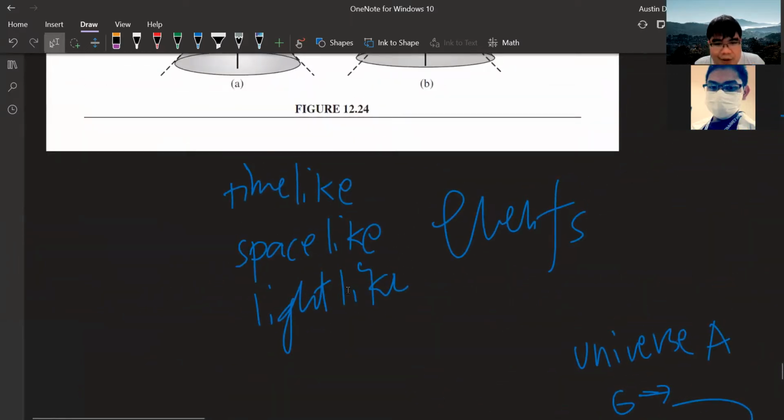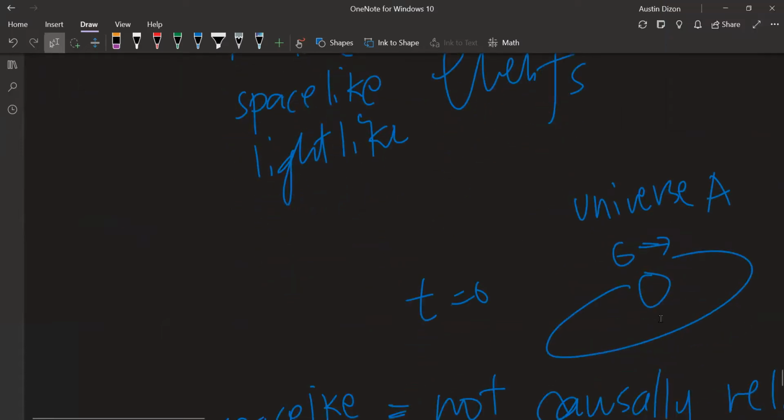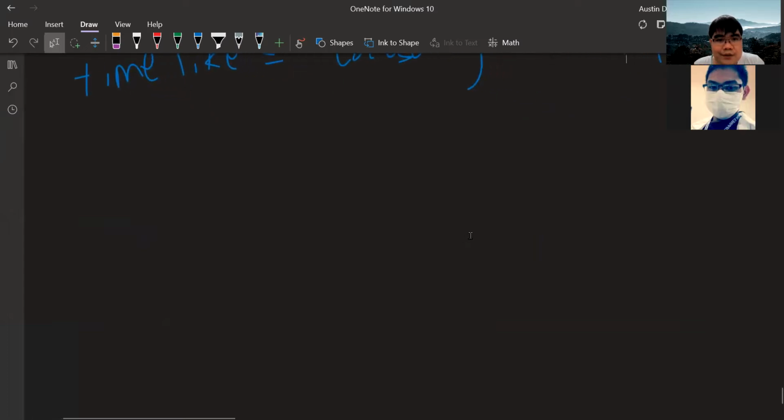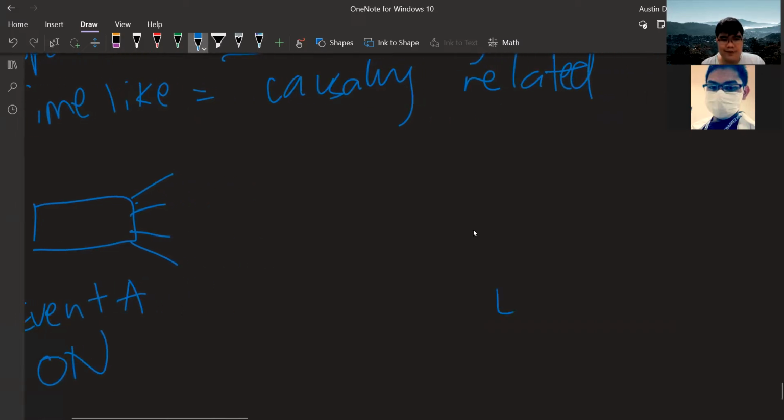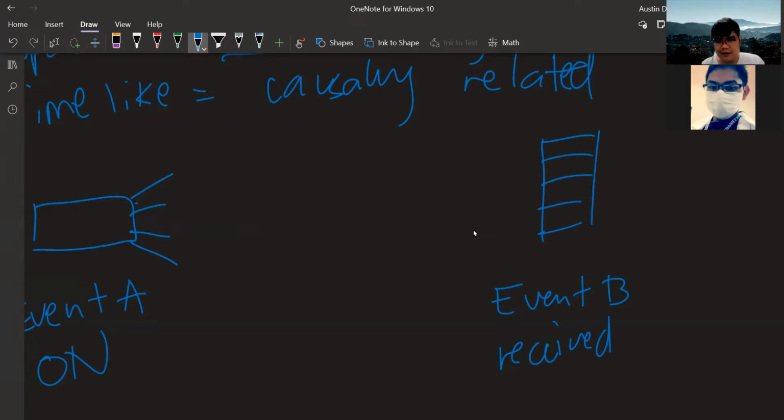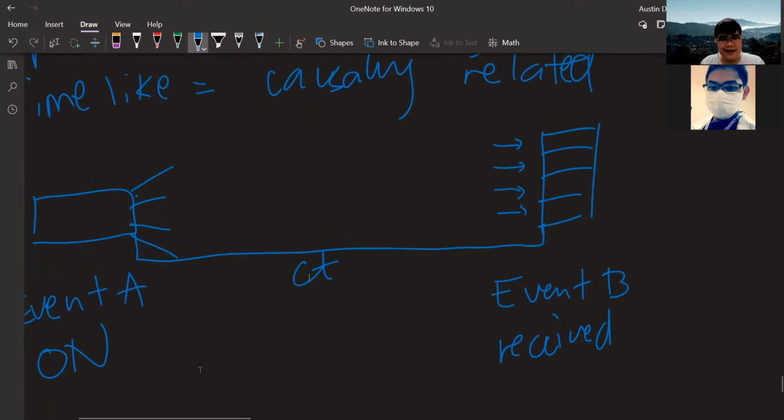Tapos ang light-like events are those events na yung speed of light lang ang makakagawa. So kunwari may flashlight ka. Event A would be on. Tapos event B, receive. Kunwari may receiver ka ng ilaw. If they are separated by CT, therefore, these are light-like events. So ang pwede lang makagawa ng event na to would be light. Kasi nagtravel siya ng speed of light.